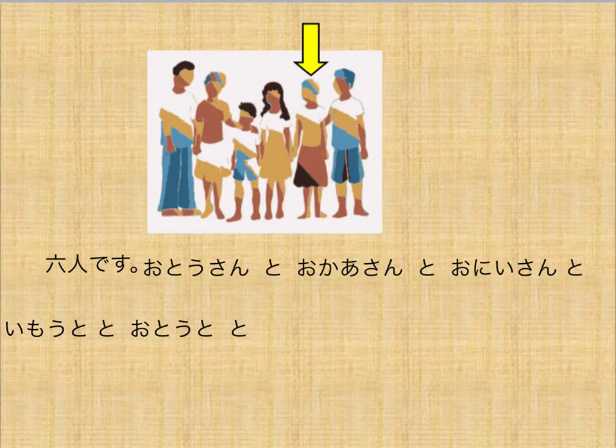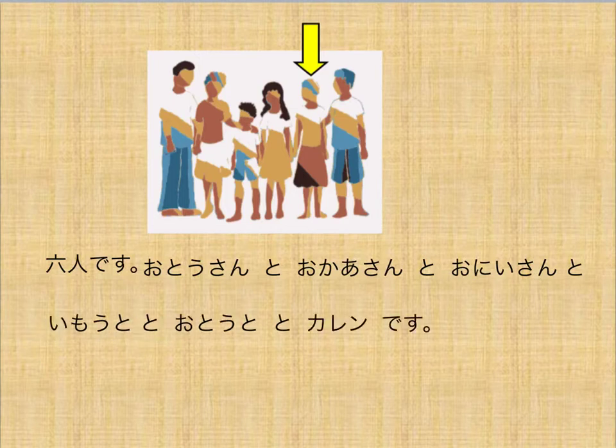So let's pretend that the girl with the arrow is called Karen. So we finish off with Karen desu. So if you had been asked, Karen-san no kazoku wa nannin desu ka? You can answer rokunin desu, 6 people, and the list. Otou-san to, okaa-san to, onii-san to, imoto to, ototo to, Karen desu. Even if Karen is older, we still finish with her last. We always put ourselves lower down the hierarchy when we're talking about ourselves.